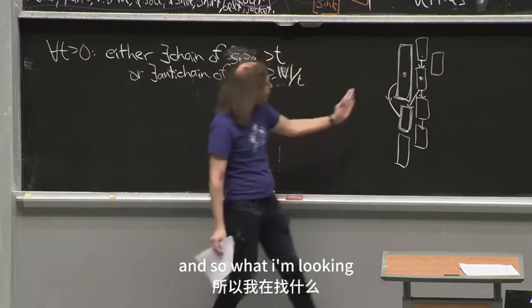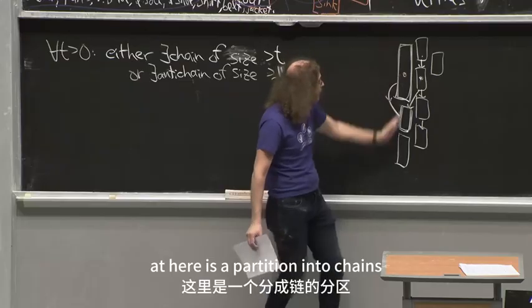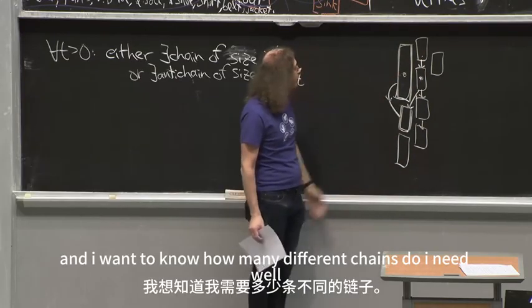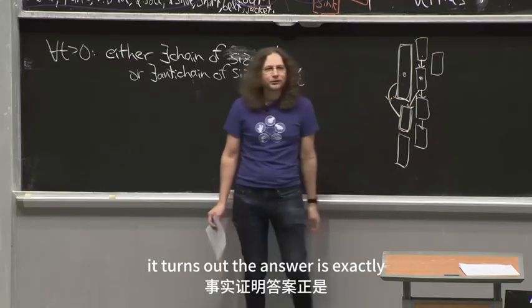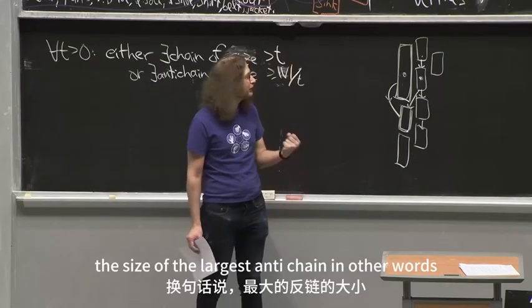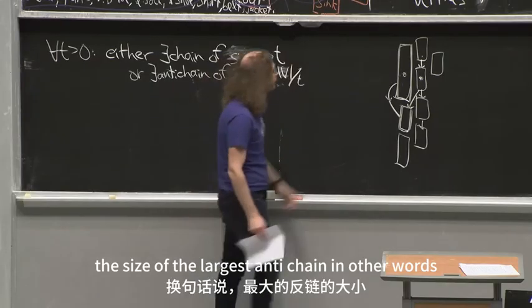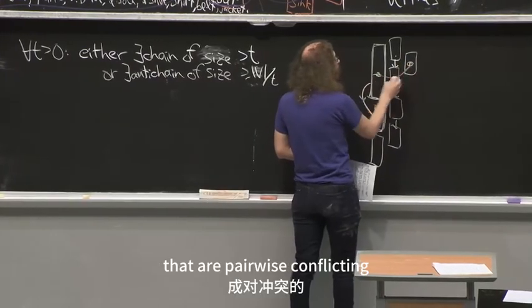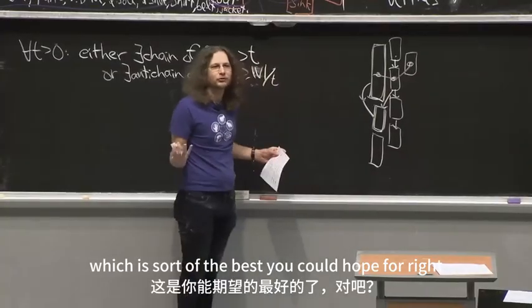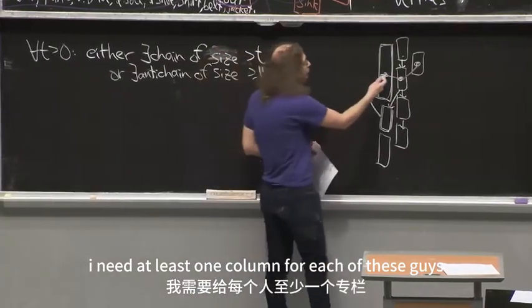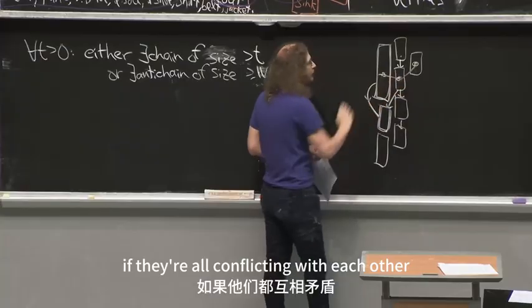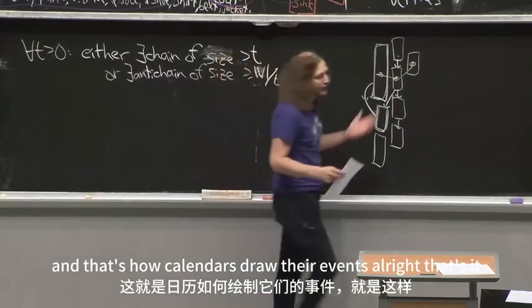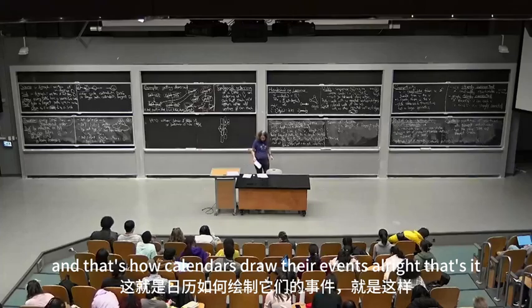And so what I'm looking at here is a partition into chains. Each of these chains has to be nicely ordered. And I want to know how many different chains do I need? Well, it turns out the answer is exactly the size of the largest antichain. In other words, the size of the largest set of events that are pairwise conflicting, which is sort of the best you could hope for, right? I need at least one column for each of these if they're all conflicting with each other. And it turns out you can always achieve that. And that's how calendars draw their events. All right, that's it.